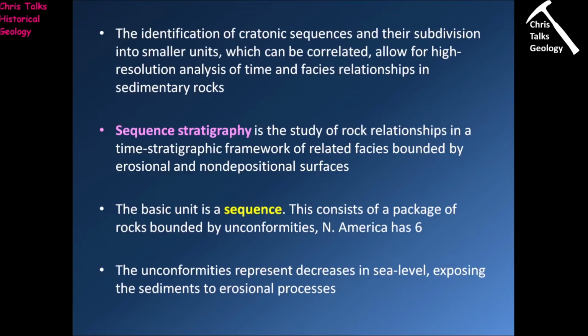So the basic unit of sequence stratigraphy is a sequence, of which North America has 6. And of course these sequences consist of a package of rocks which are obviously bounded by an unconformity at the top and the bottom of the sequence. So these unconformities obviously represent periods of decreased sea level, so low sea levels, during which time the continents were exposed, open to erosion, so rock could be destroyed and thereby produce the unconformities.